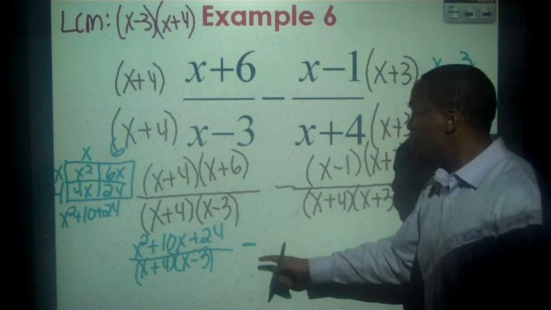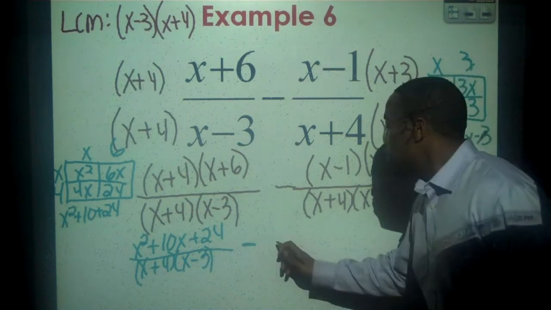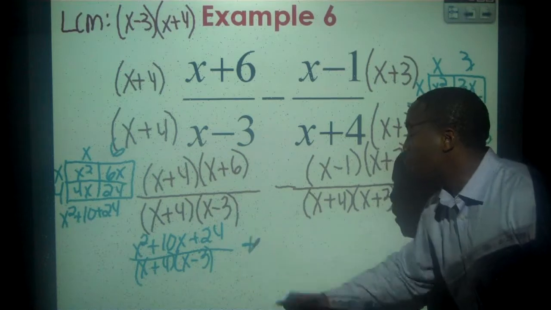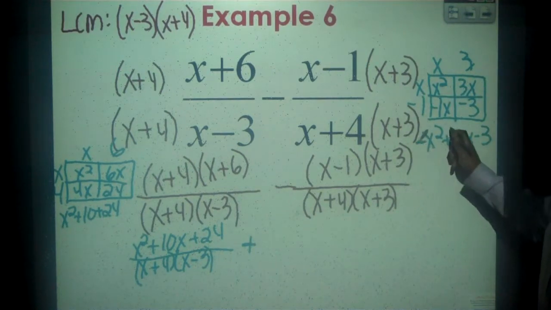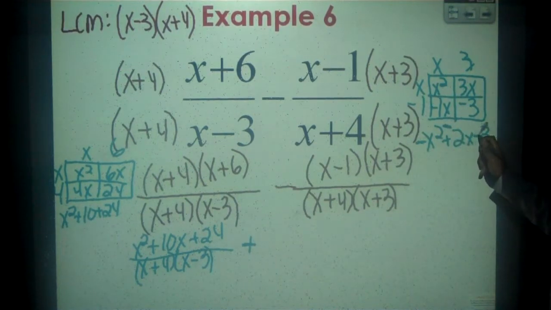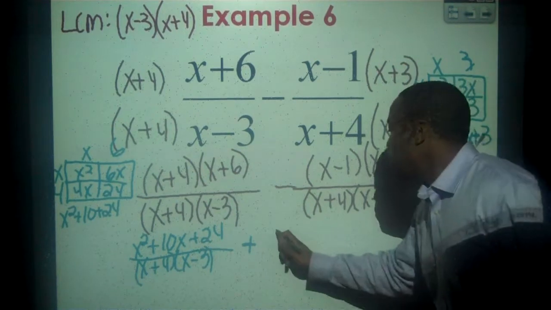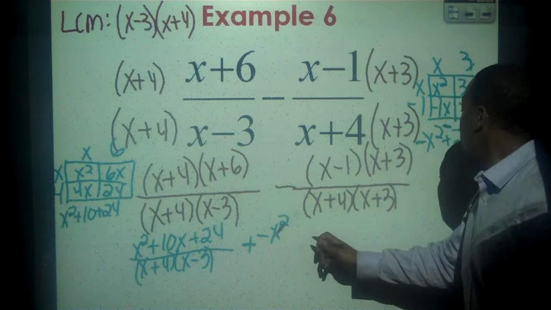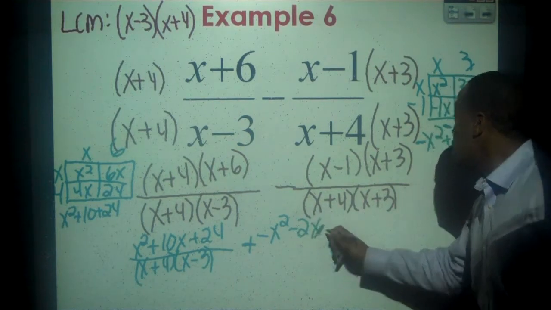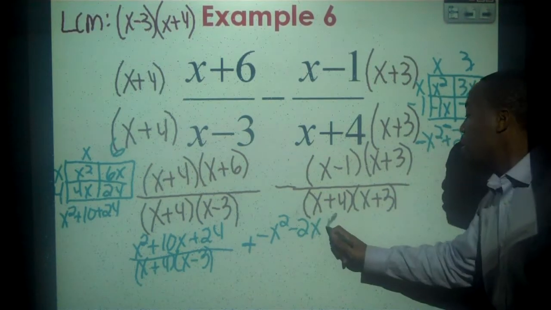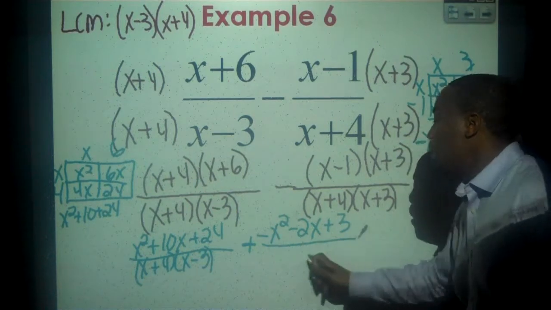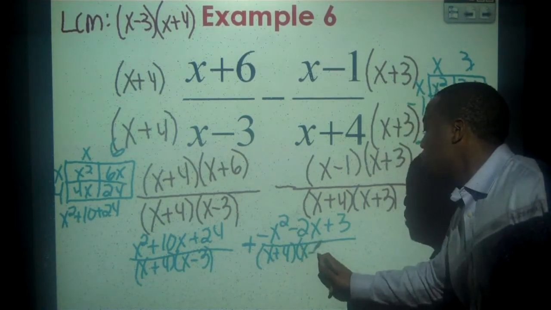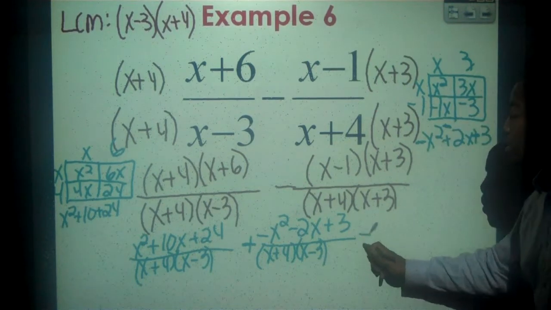And as you see here, this is a minus. So we're going to go ahead and change everything to minus. So this should be a positive. Make this negative, and change this negative to a positive. So that would be negative x squared, minus 2x, because it's a minus here, plus 3, over everything we have, which is x plus 4 and x minus 3. And now we're going to do what?